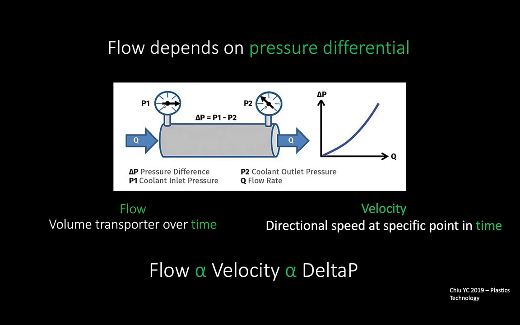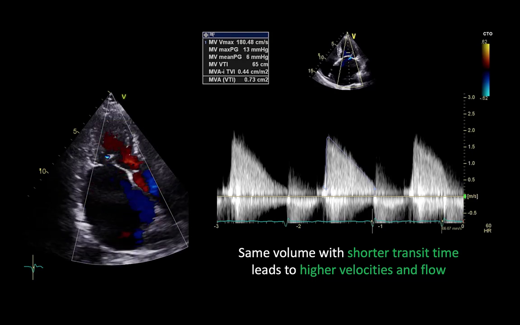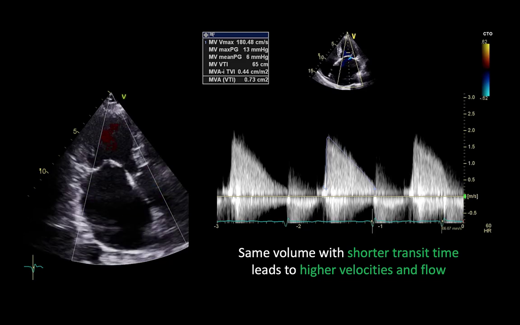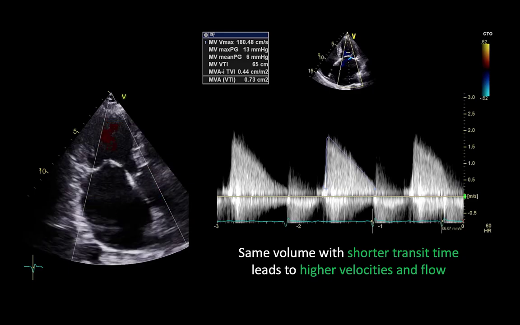Accordingly, flow and velocities are related. Flow is a fluid volume transported over time, while velocities represent directional speed at a specific point in time. Velocity may thus be increased in the setting of a decreased duration of transit for a specific amount of blood volume, like mitral stenosis. This may also happen when there is rapid equilibration of pressures after an initially high pressure differential, like in aortic stenosis.